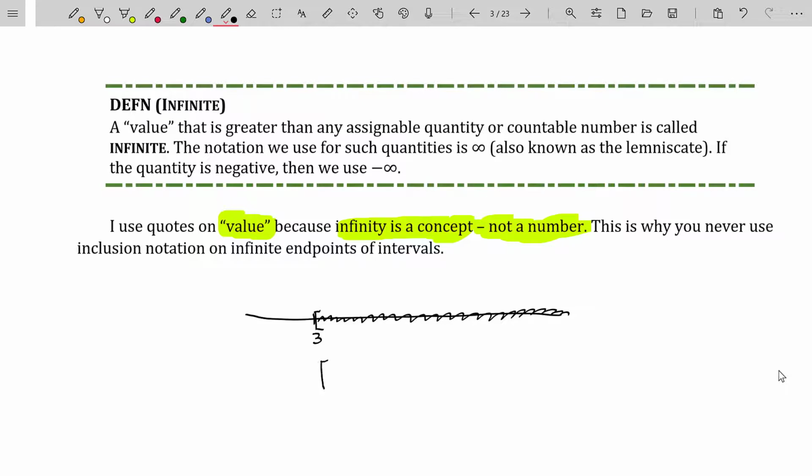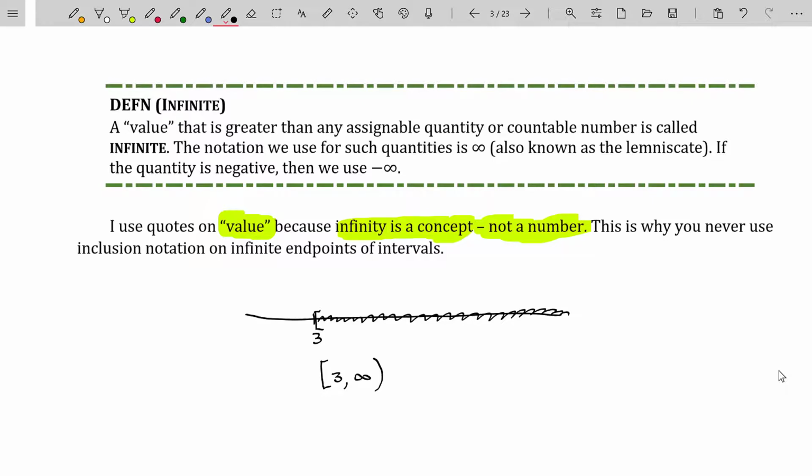I get a lot of students that love to write, oh, this is an interval from 3 to infinity, and they'll include the edge on infinity. Infinity is not a number, so you cannot include it in your set. Infinity is just a notation that says this value is without bound. It's massive. So this inclusion notation is incredibly improper. And so you would use exclusion notation there, the parenthetical notation rather than the bracket notation.